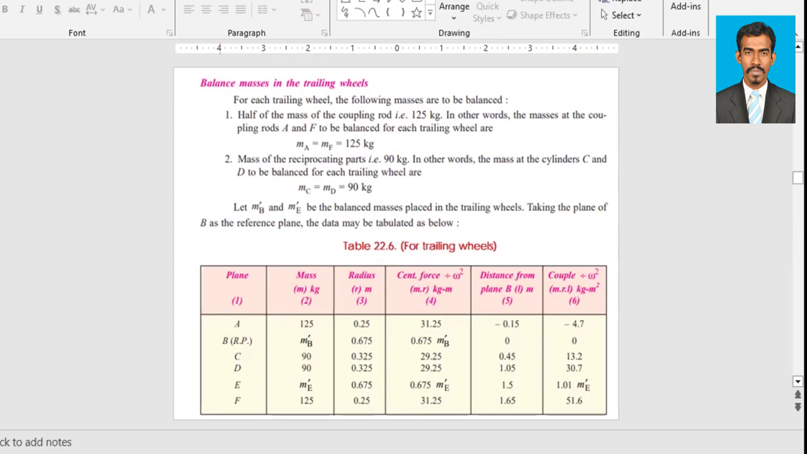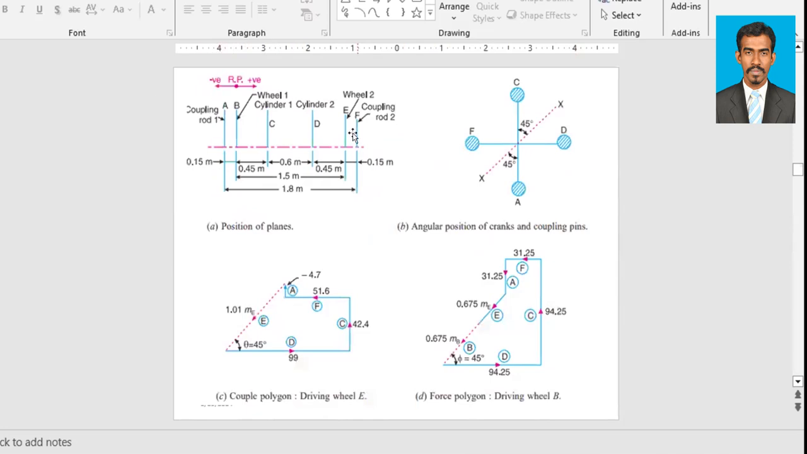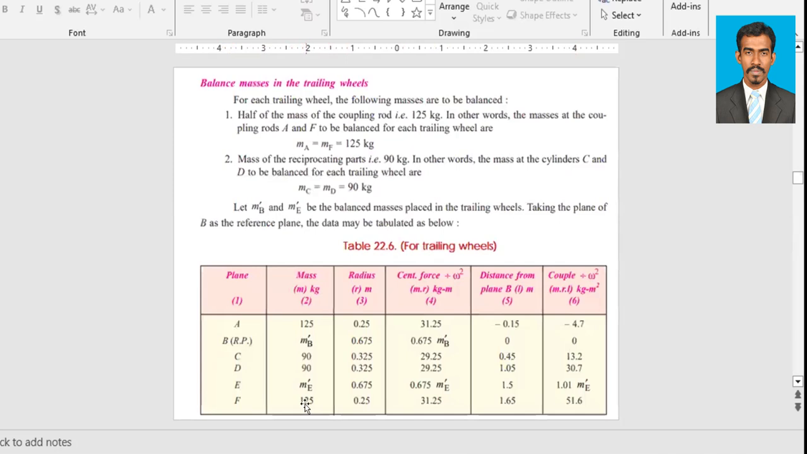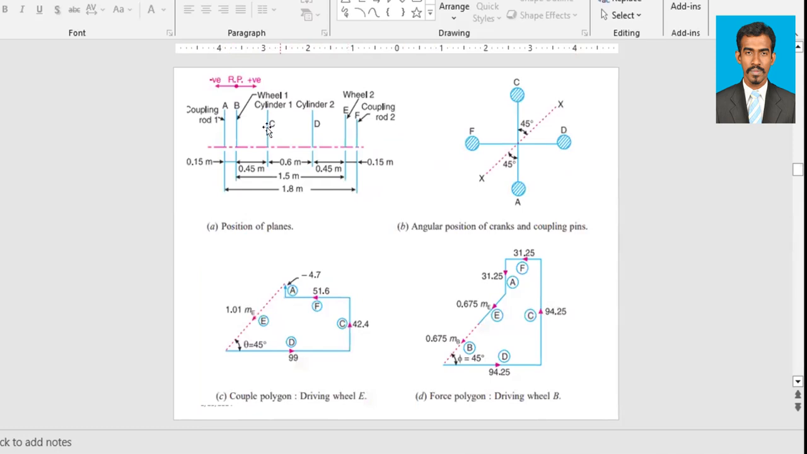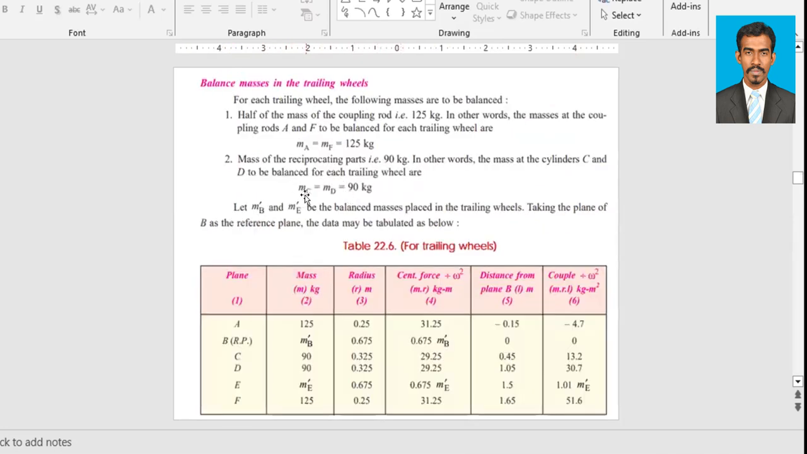So the masses are going to be balanced. A is the coupling rod, according to our diagram, A is the coupling rod and F is the coupling rod, right? So these two masses are 125 kilogram. There is 125 and 125 for A and F. Then cylinders C and D, only reciprocating parts are within the balance, and for C and D we have already calculated that it is 90 kilogram. So here 90, 90. And this is the balancing mass which we need to place, which we don't know: M dash E and M dash B, we don't know the weight. Alright, so this is for the mass column.